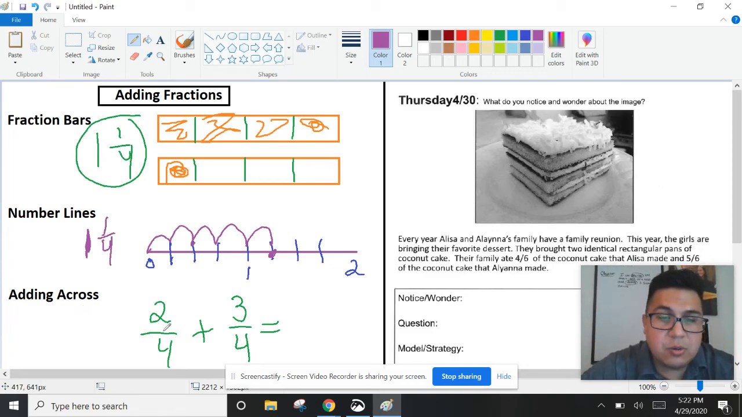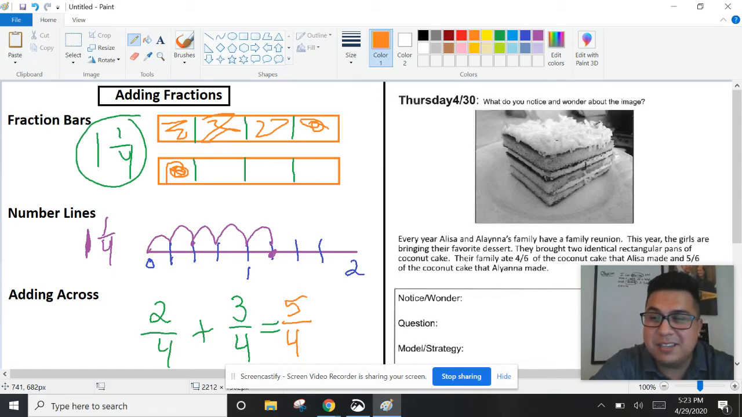Lastly, you can just add across. Remember with this one, you have to keep the denominator the same. So let's go here. Let's add our numerators. We have 2 plus 3, which is 5. And our denominator stays the same. So we have 5/4. Uh-oh. What do we notice? Yeah, it's an improper fraction. So what do we have to do with the improper fraction? That's right. We have to make it into a mixed number.